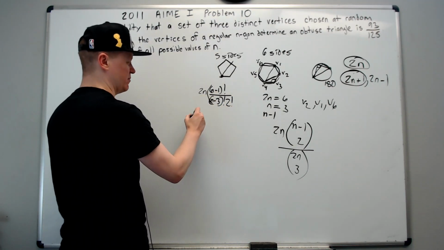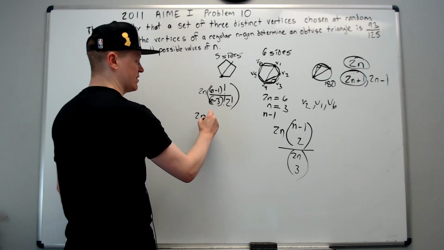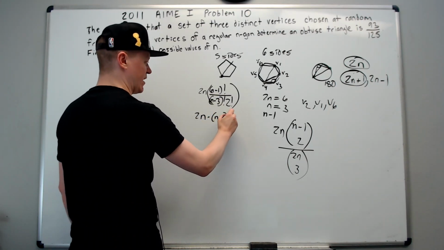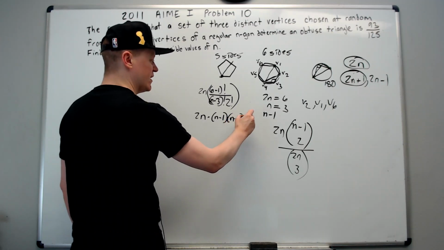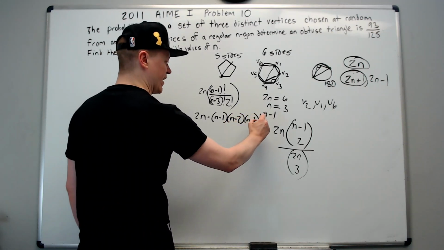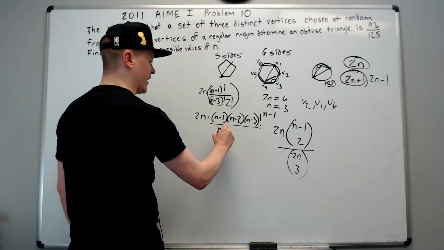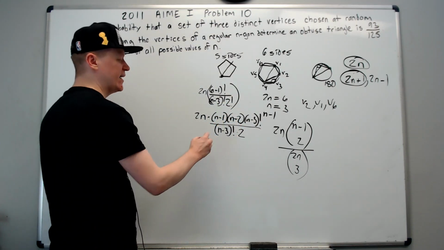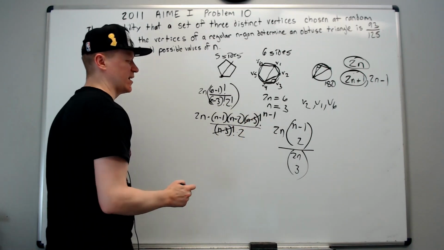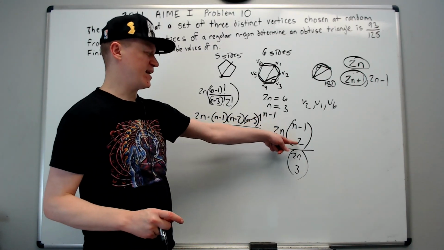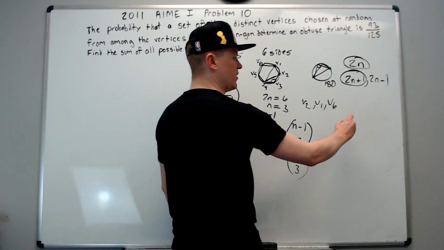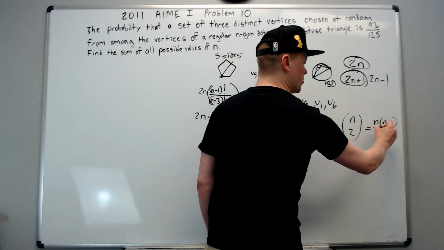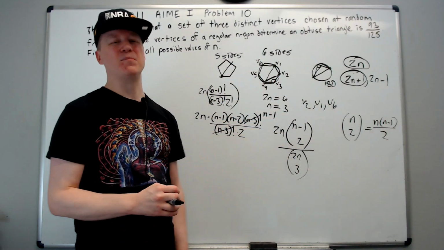This will become 2n times (n minus 1) times (n minus 2) times (n minus 3) factorial over (n minus 3) factorial times 2 factorial, 2 factorial being just 2. And the (n minus 3) factorials cancel. In fact, there's a shortcut for things choose 2. If you have n choose 2, for instance, it's n times (n minus 1) over 2. It's worth remembering that shortcut.